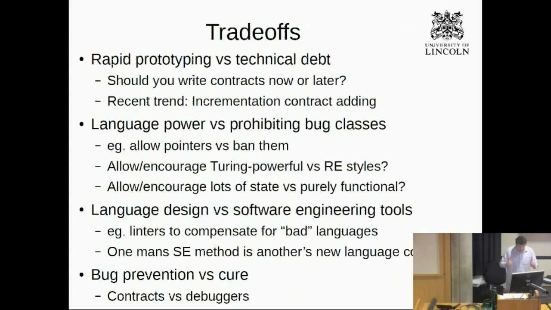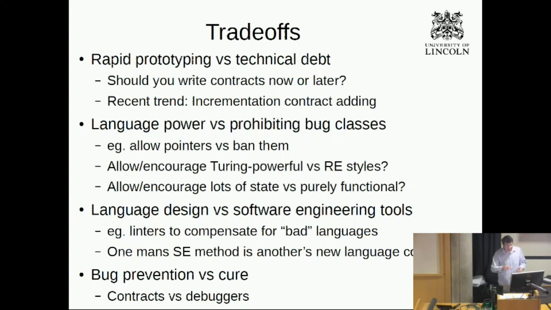General lessons of bug prevention and removal. It's all about trade-offs, okay? It's all about language design and software engineering and the inherent trade-offs. Should you choose a language or a software engineering process that encourages rapid prototyping versus technical debt? If you use a language like Python, you don't have to spend your time putting in contracts like type information. That means you can build your prototypes very quickly.